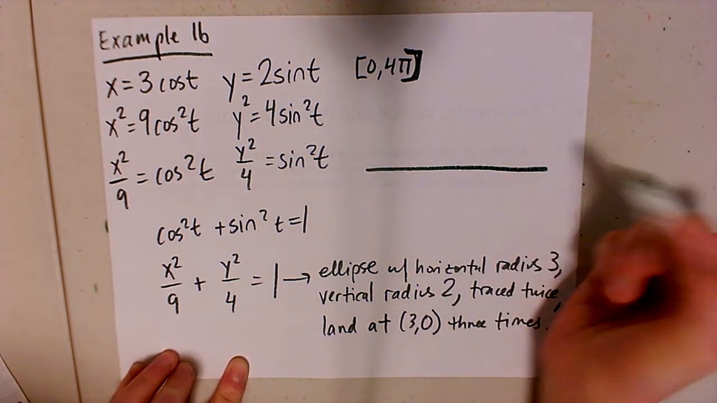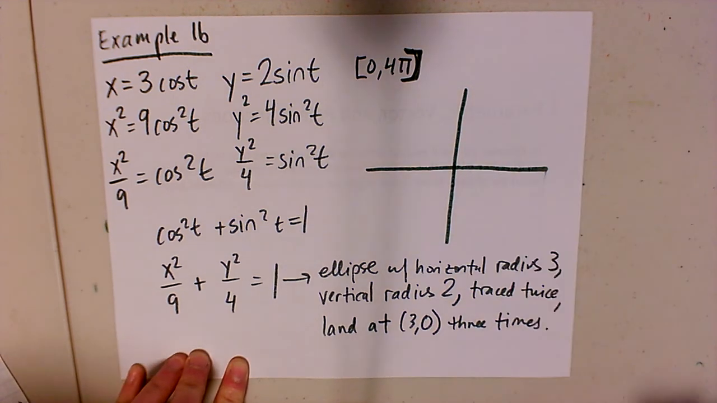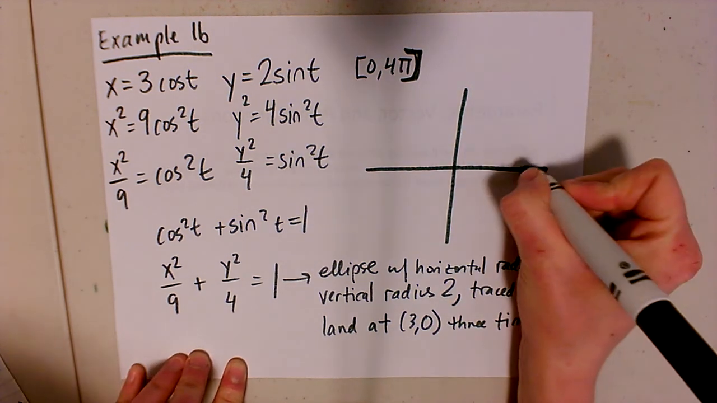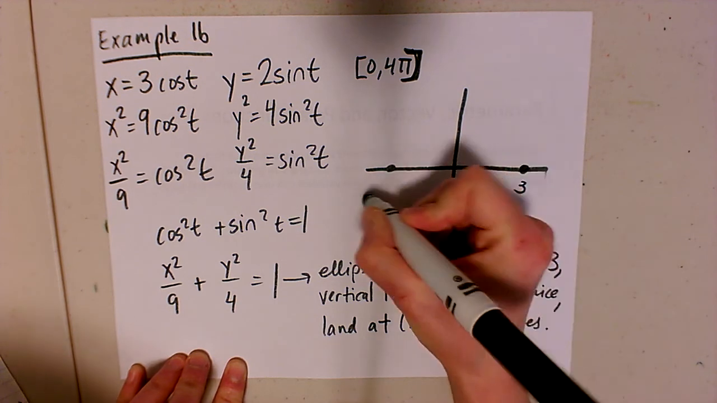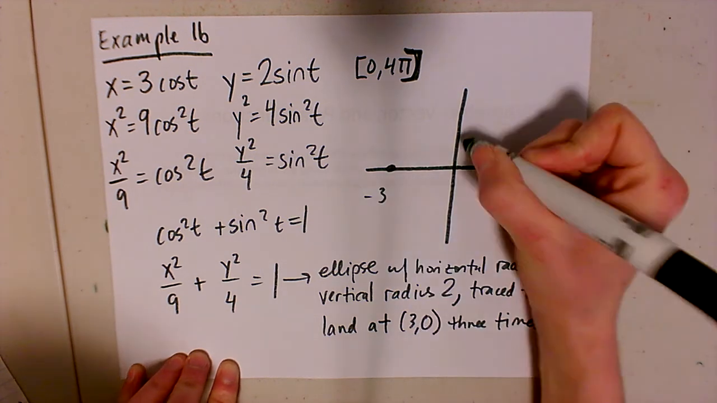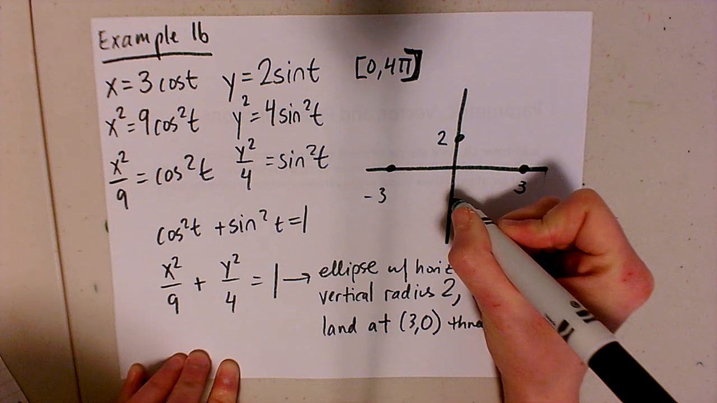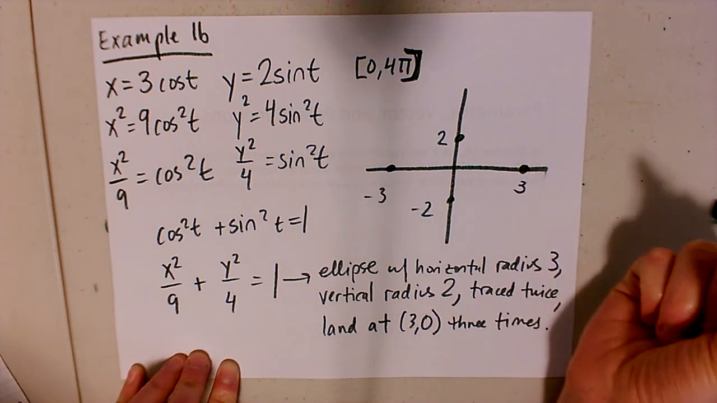So if we go ahead and get our graph going, we have a horizontal radius of 3, so that's going to be 3. That'll be -3. We have a vertical radius of 2, so that can be 2, and that can be -2.